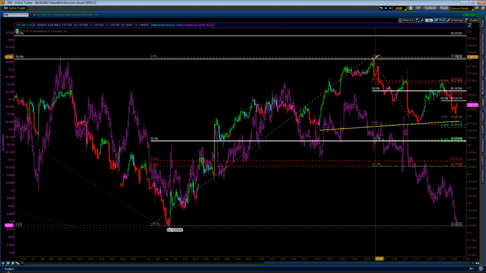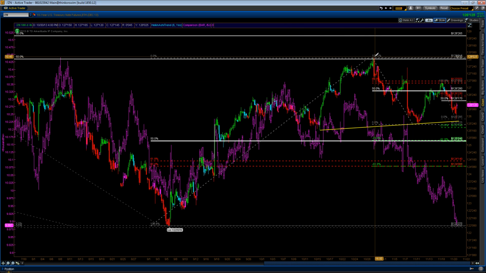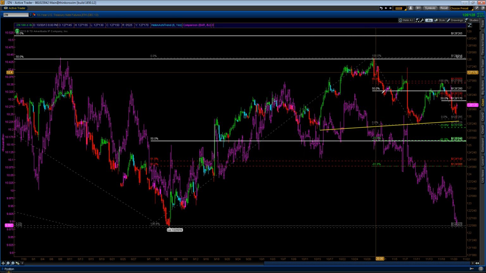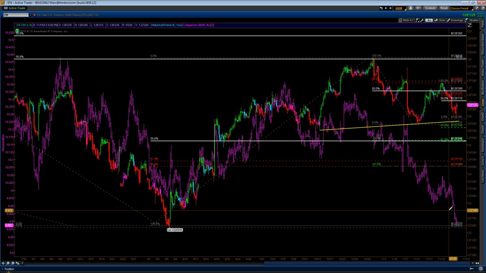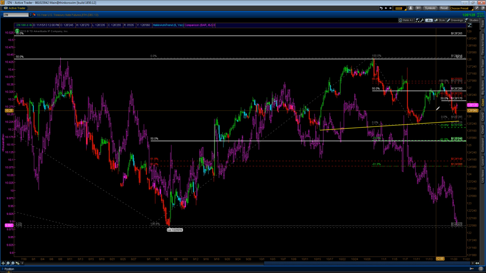Look at how long it took the 10-year to top. 10.7 to 11.1. I mean, it diverged for how long? And then finally, the 10-year said, oh, okay, I give up. I'm catching up with you, yen. The yen is clearly leading the way to the downside here, and the 10-year needs to play catch up.